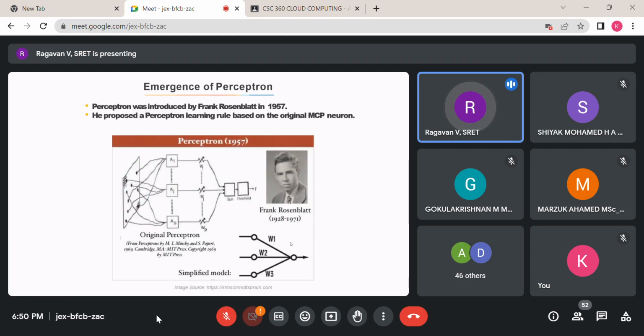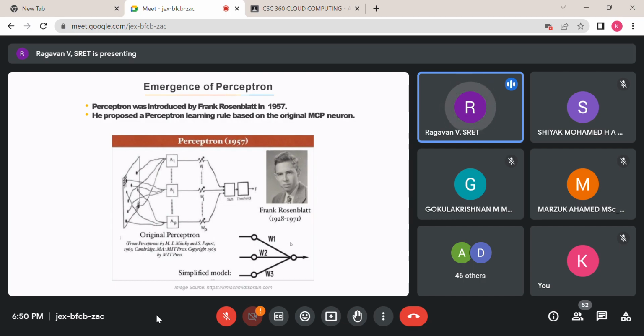So I will tell the perceptron clearly. The perceptron was introduced by Frank Rosenblatt in 1957. The artificial neuron was invented by McCulloch in 1943. Later, in 1957, Frank Rosenblatt, a student of Walter Pitts, evaluated the perceptron concept called the perceptron learning rule.